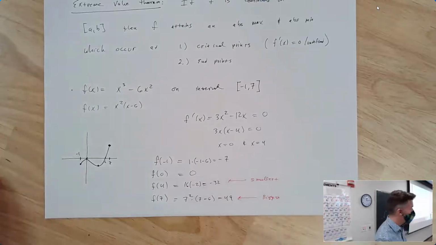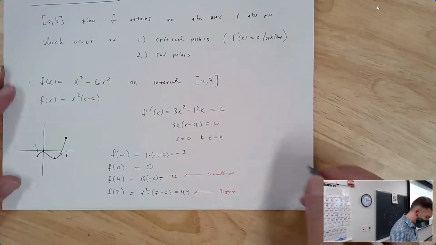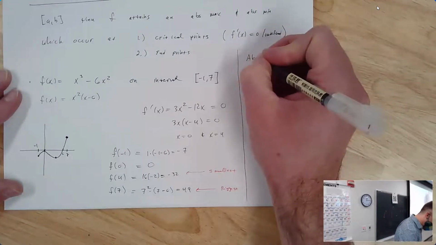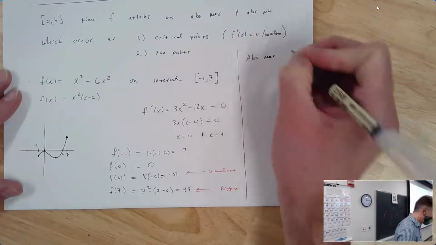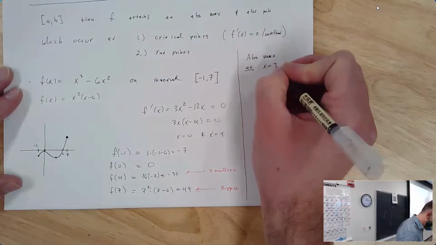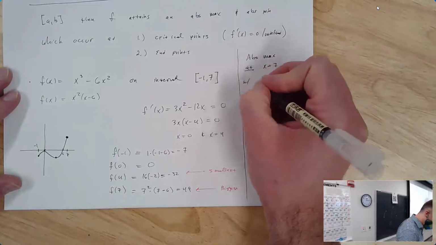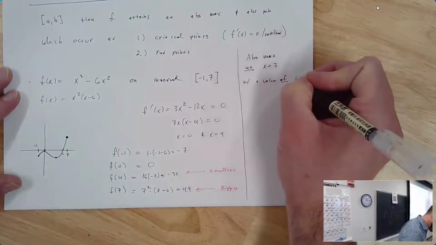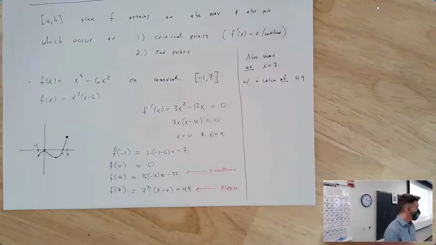All right, some language about how we talk about these things. You could say that we have an absolute maximum at x equal to 7 with a value of 49. So the maximum value is the y value. It occurs at the x value.